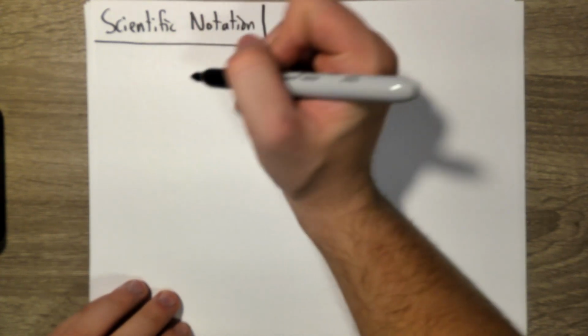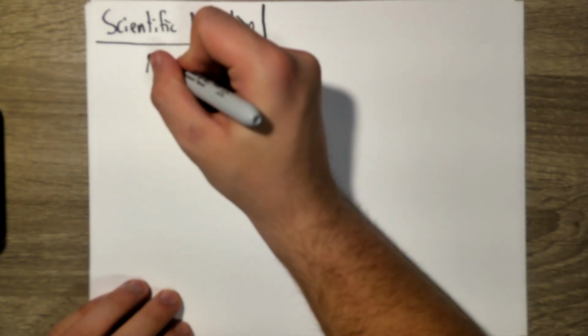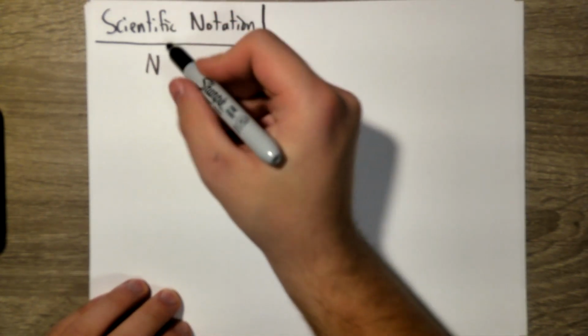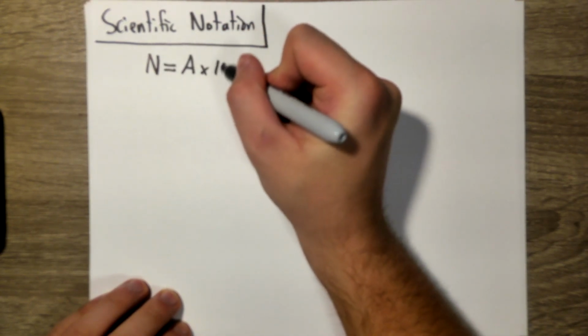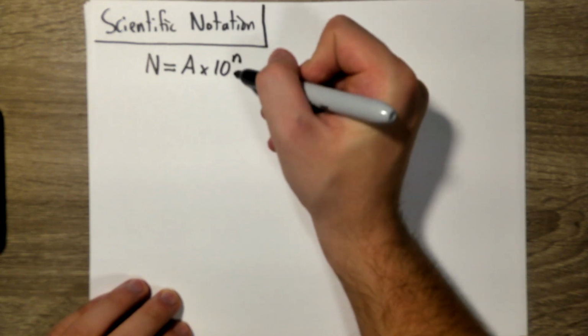Scientific notation is a notation that we can express numbers in to make them easier to write down. And this is especially useful for large or small numbers where we have tons of decimal places. So the definition of scientific notation is if you have some number N, you can express it in the form of A times 10 to the lowercase n.